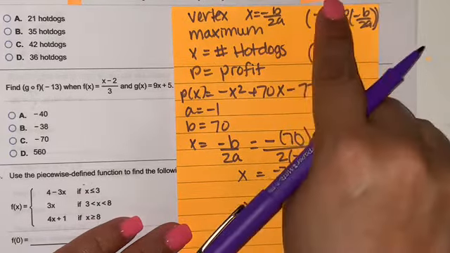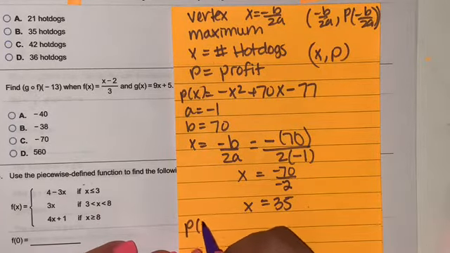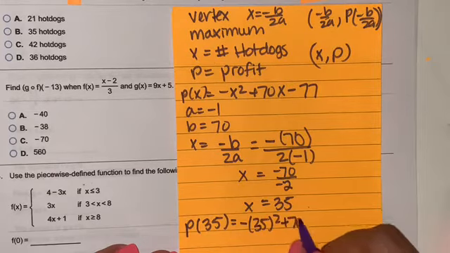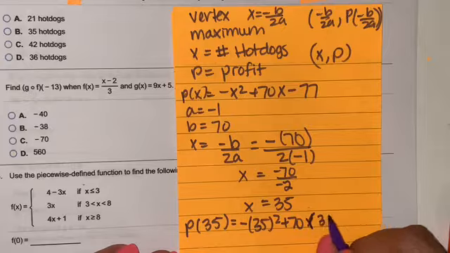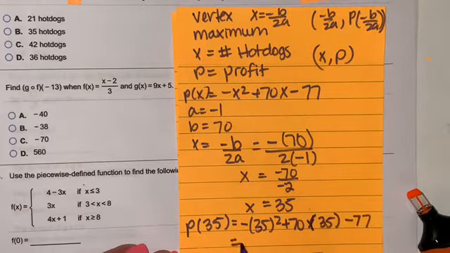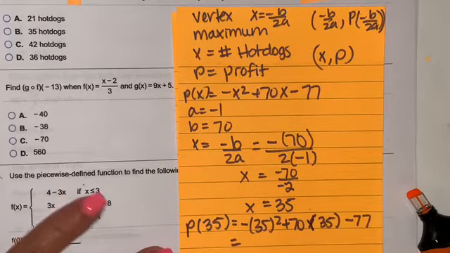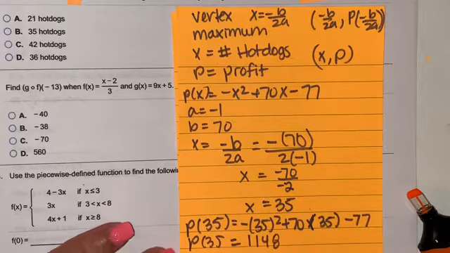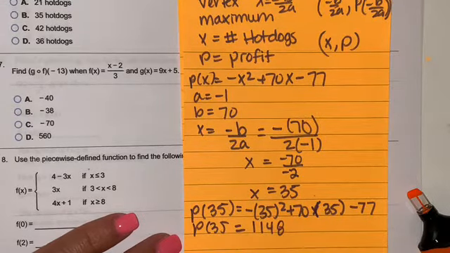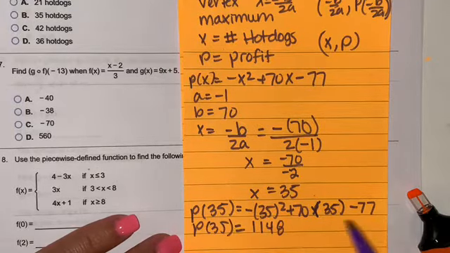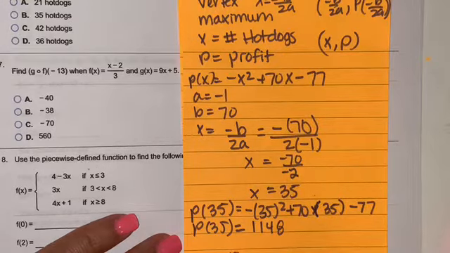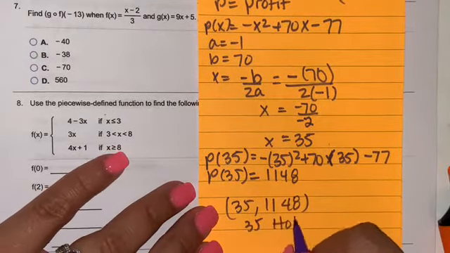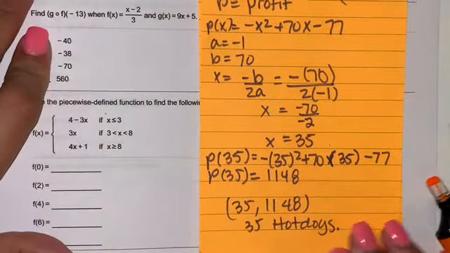So how many hot dogs does he have to sell to find the most profit? Let's just substitute this in to see what it looks like. I'm going to get negative 35 squared plus 70 times 35, minus 77. If I put all that in my calculator, I get P of 35 equals 1,148. Again, the question is asking the number of hot dogs he has to sell. So 35 is the number of hot dogs. I get 35, comma, 1148. So that's 35 hot dogs. The answer is B.